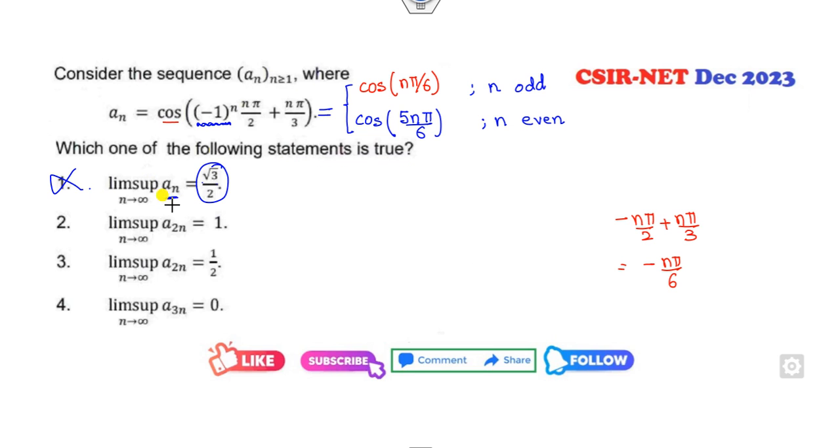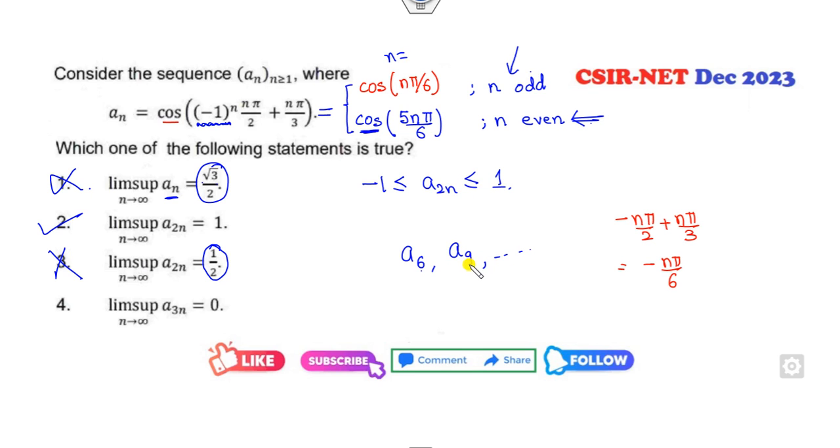Now look at the second one, a of 2n. That is my even number. Again it is my cos, so it lies between minus 1 to plus 1. But he said plus half, so it is cancelled. Next, a of 3n. What is a of 3n? Like a6, a9 and so on. When you take n as 6, n as 9, again it lies between minus 1 to plus 1, but he said 0, which is not possible. So that means B is the right answer.